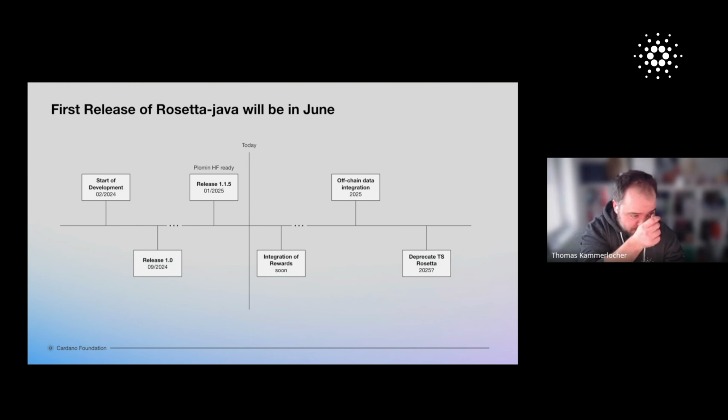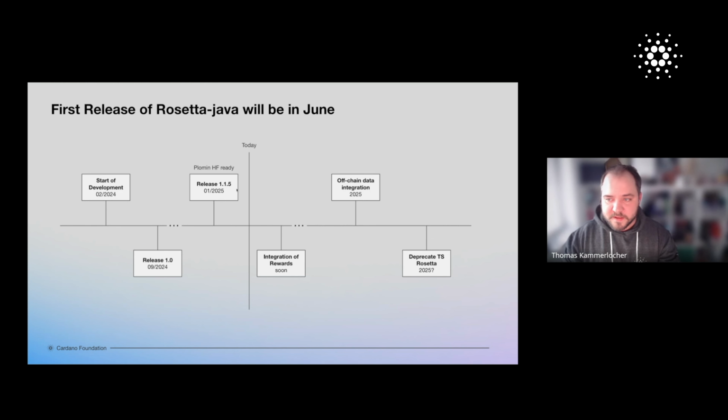This is my last slide, and then we can jump into the repository. I just want to share what we are planning. Looking back at the history, we started development at the beginning of 2024. Release 1.0 was in September, and there we started the rollout to different exchanges. As far as I know, fewer than 10 exchanges have migrated to Rosetta Java so far, but there will be more and more, because we are planning to deprecate the TypeScript Rosetta in the future. We're not sure yet when to do it, but we will deprecate it and then stop the support for that.